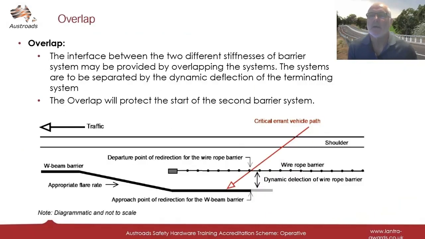Overlap: the interface between the two different stiffnesses of barrier system may be provided by overlapping the system. The systems are to be separated by the dynamic deflection of the terminating system. The overlap will protect the start of the second barrier system.